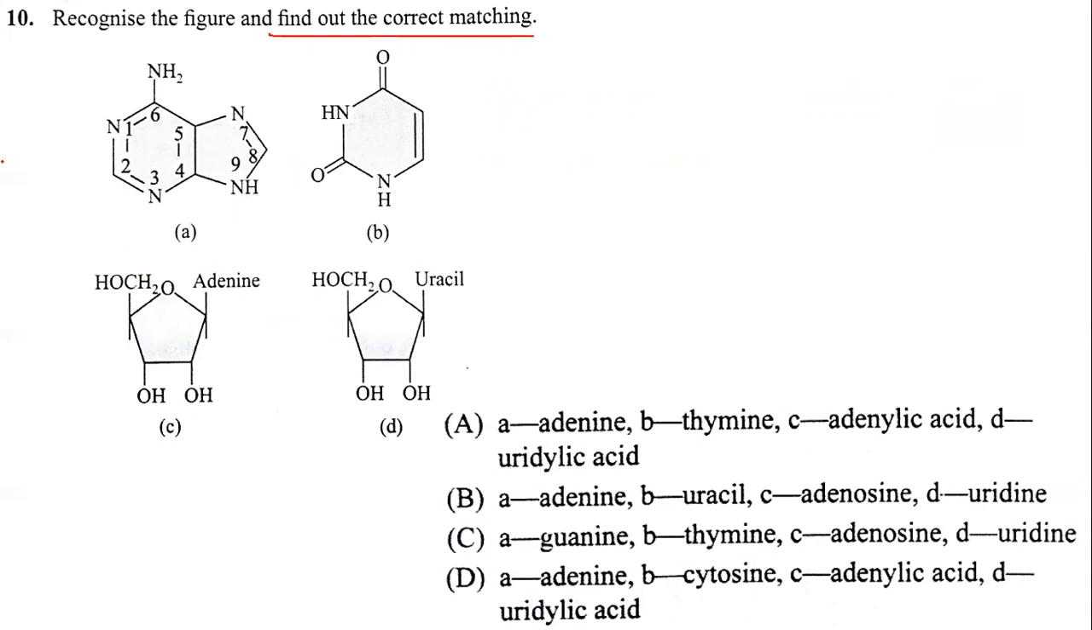So look, everybody, look at the first question, first part. Which is this diagram standing for? We have learned that it is adenine. The second diagram is a uracil. So guys, nitrogen bases.